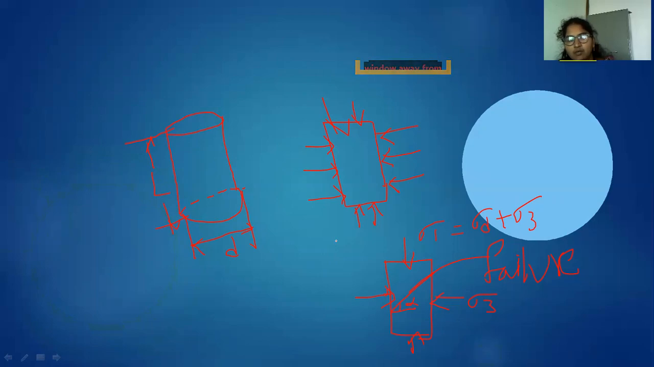The specimen is enclosed in a rubber membrane. Why do we use a rubber membrane in this triaxial test? So that water cannot enter the soil specimen. Because in this triaxial test we use water in between. So the rubber membrane prevents contact of the specimen with the cell fluid.